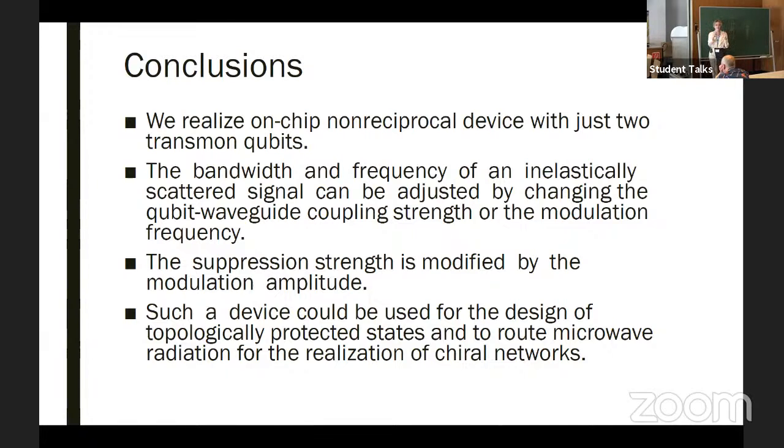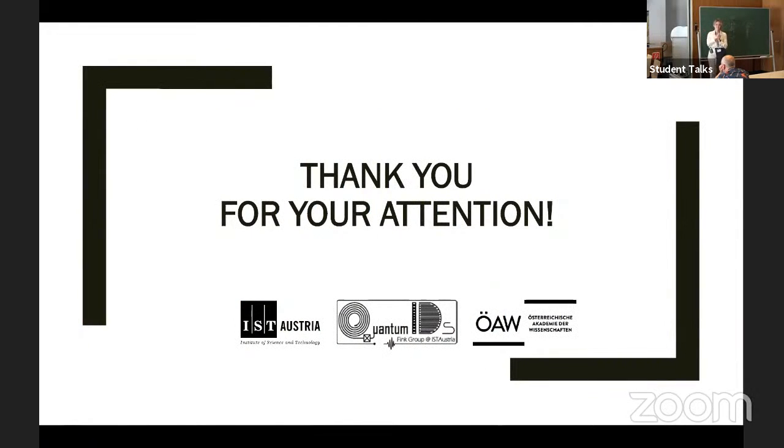You can choose the bandwidth of the scattered light. This you can't do in situ. You can only do this if you fabricate a new sample with stronger coupling, but it is still a tunable parameter. And you can also change the suppression strength, so you can create a stronger isolator or a weaker one. Maybe you have an application for that, by just changing the modulation amplitude. Such a device could be used for creating topologically protected states in superconducting quantum computers, or for creating chiral networks. And with that, I want to thank you for your attention.